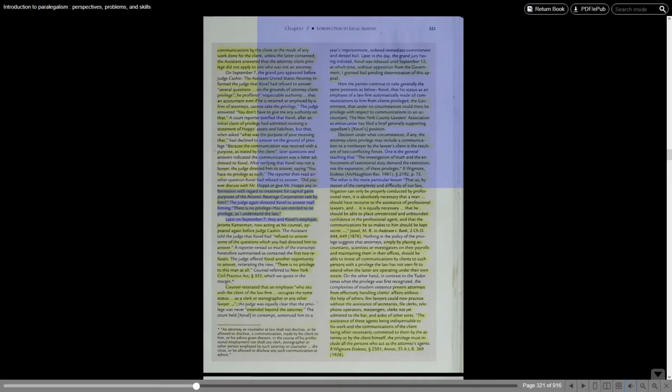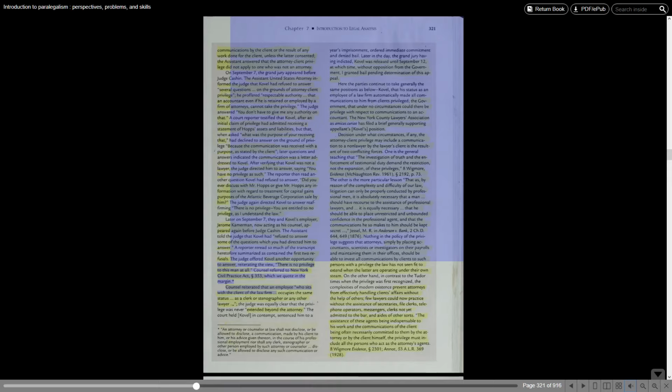Later on September 7, Koval and his employer, Jerome Kamerman, now acting as his counsel, appeared again before Judge Cashin. The assistant told the judge that Koval had refused to answer some of the questions which the judge had directed him to answer. A reporter reread so much of the transcript heretofore summarized as contained the first two refusals. The judge offered Koval another opportunity to answer, reiterating the view, "There is no privilege to this man at all."